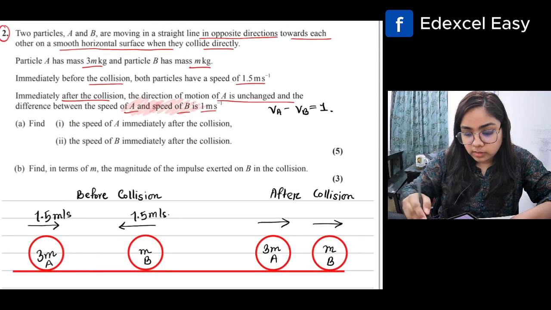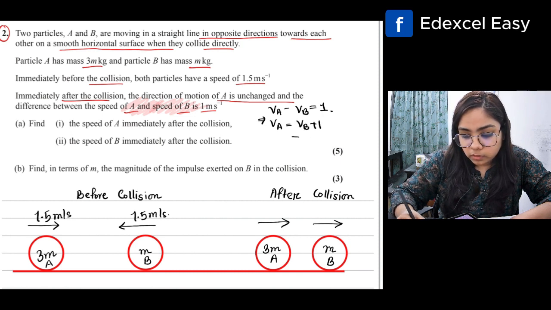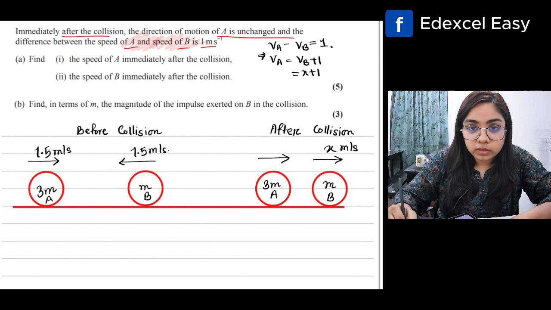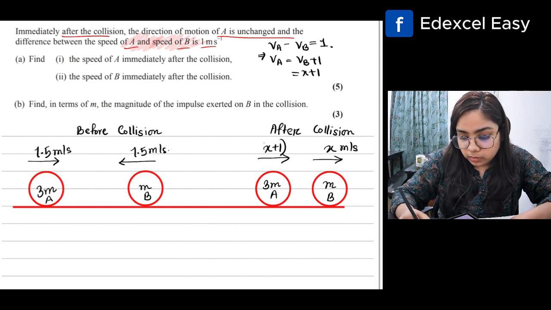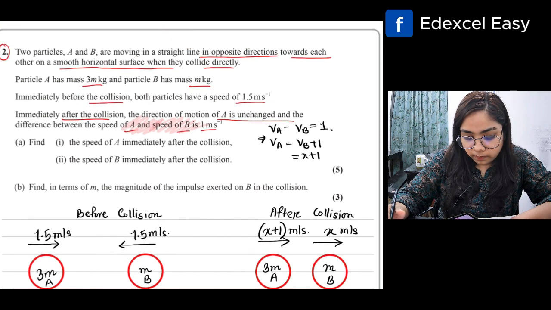And for after collision, let's simplify this statement. I'm going to consider the velocity of particle B as x. In that case, this will be VB plus 1, which is just going to be x plus 1, right? I'm considering the velocity of particle B as x meters per second, and the speed of particle A is going to be 1 more than this. So x plus 1 meters per second. Now we need to find the speed of A immediately after the collision, and then we need to find the speed of B after the collision.